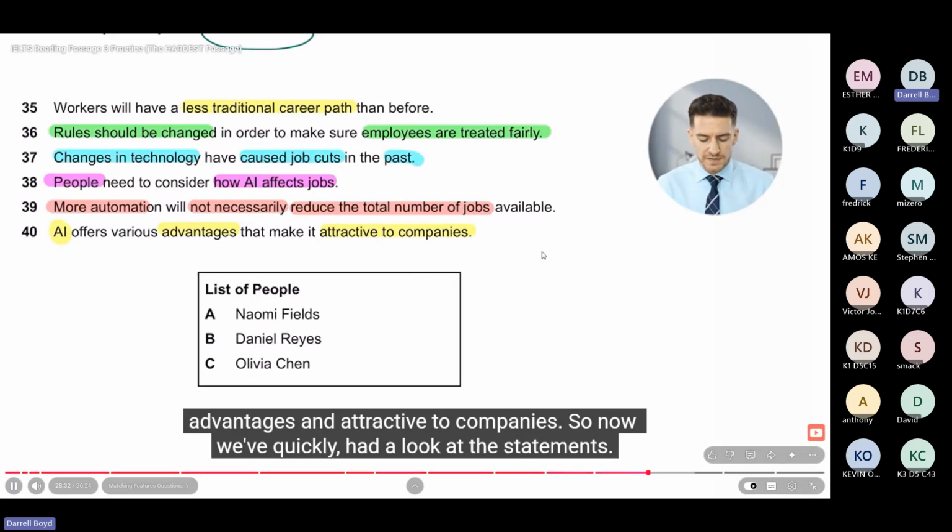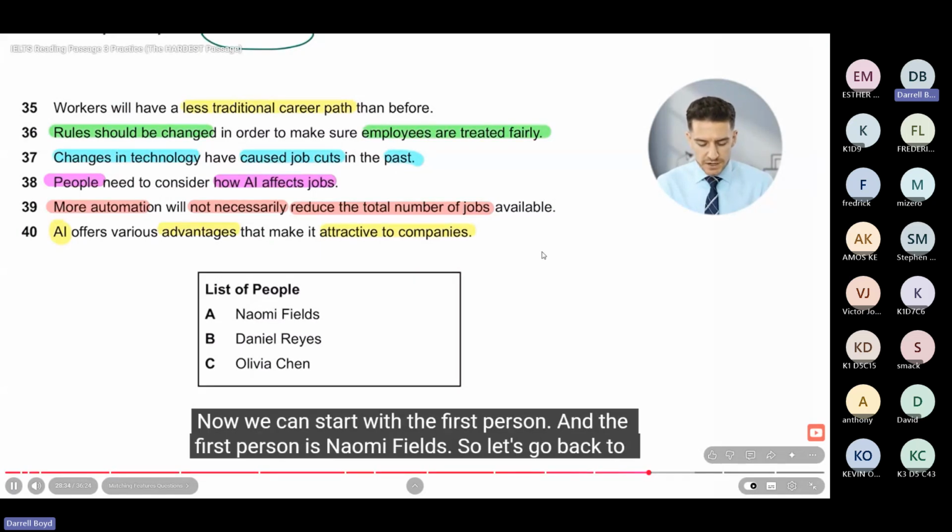Next one, people need to consider how AI affects jobs. Okay. Next one, 39, more automation, will not necessarily reduce the total number of jobs available. And last one there, 40, AI offers various advantages that make it attractive to companies. So obviously one of the key parts there is AI, advantages, and attractive to companies. So now we've quickly had a look at the statements.